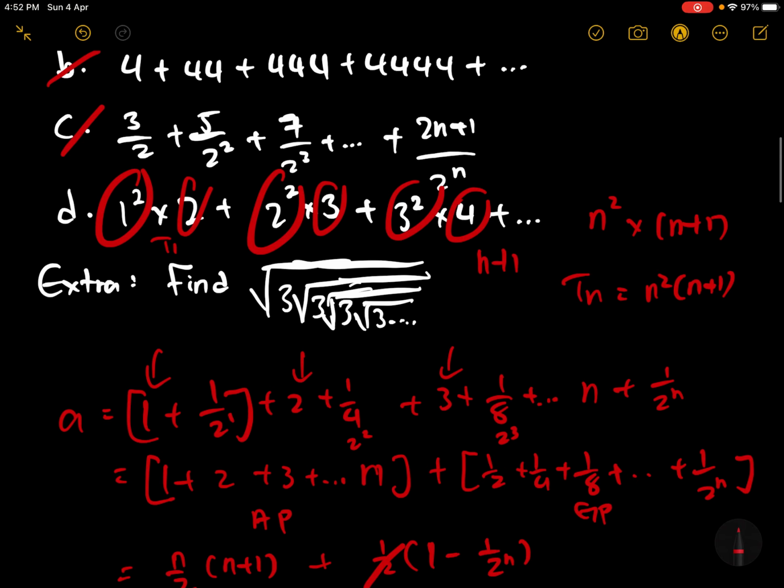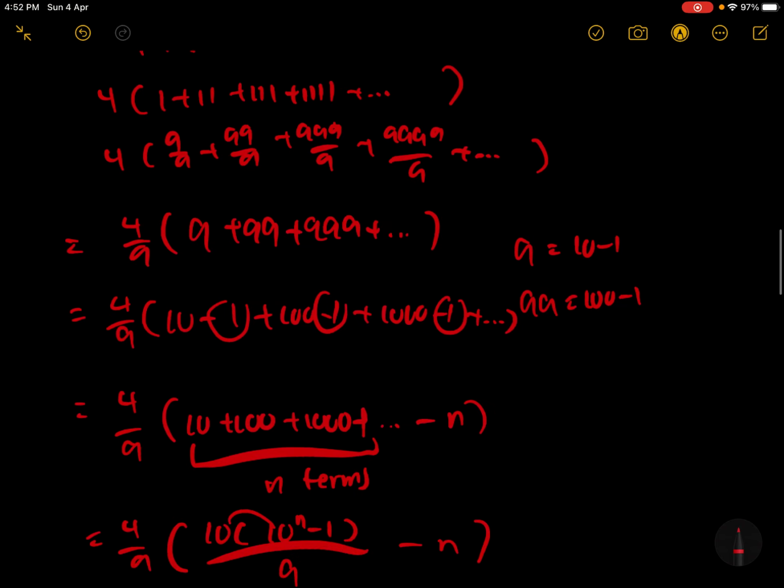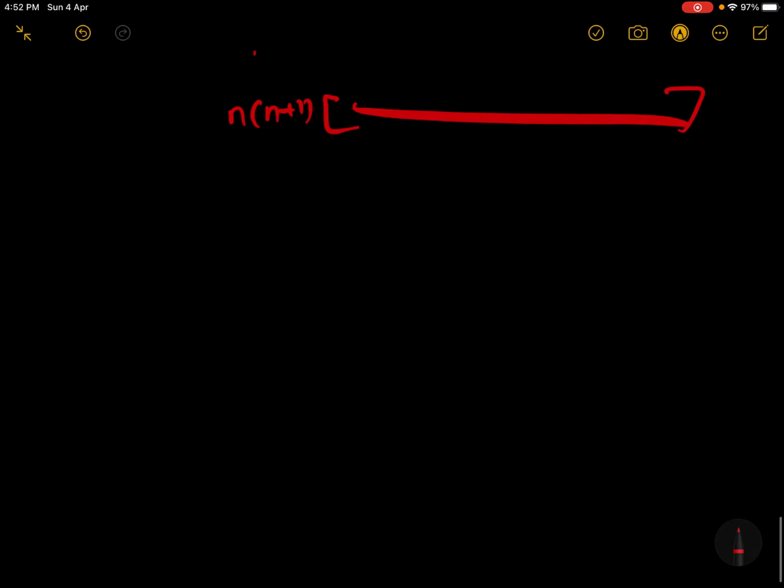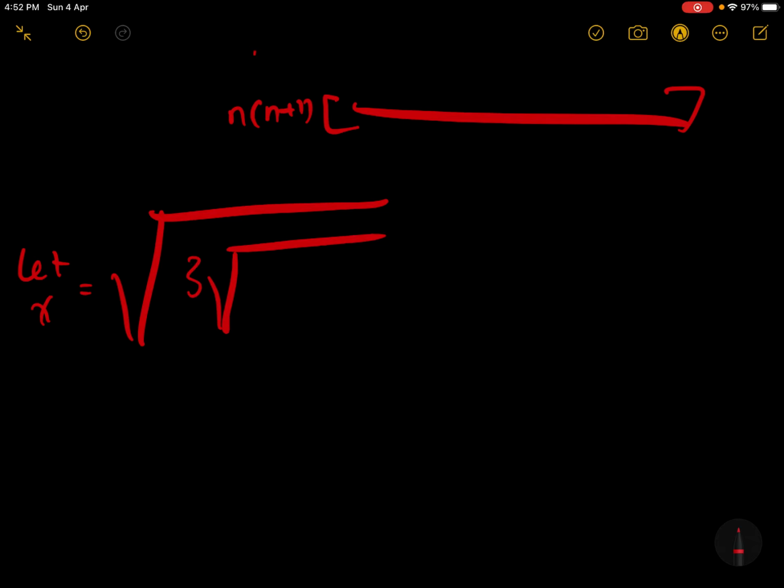Okay, this one, last one. The extra one is the easiest one to do. Find the square root of 3 times the square root of 3 times the square root of 3, and so on. So what you want to do is let x equal that whole thing: square root 3, square root 3, square root 3, and so on.